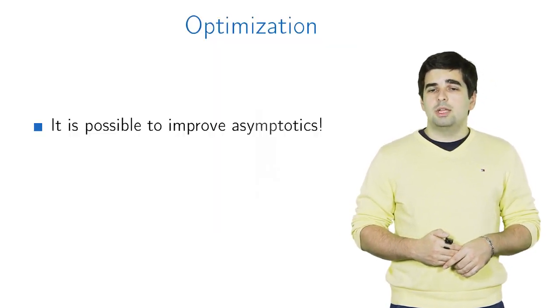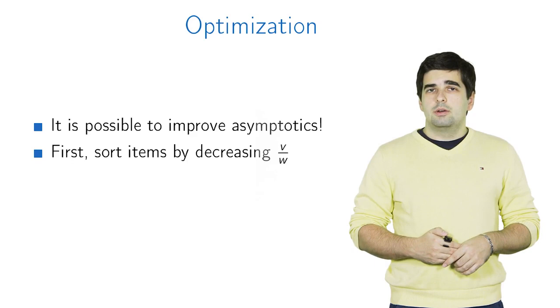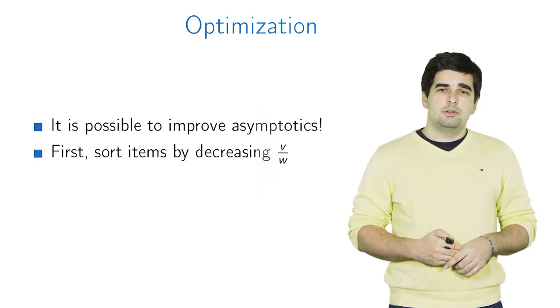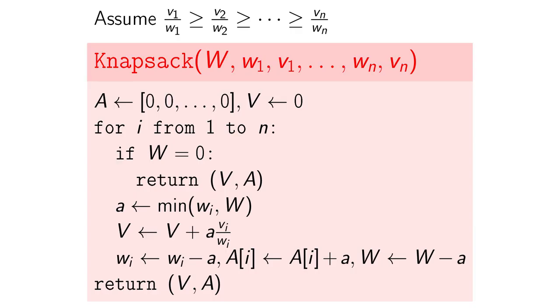Now we can improve on that, because if we sort the items by decreasing value of v_i over w_i, then it will be easier to select the best item which is still left. Let's look at this pseudocode. Let's assume that we've already sorted the input items such that v_1 over w_1 is greater than or equal to v_2 over w_2, and that is greater than or equal to the fraction for the next item, and so on up to v_n over w_n.